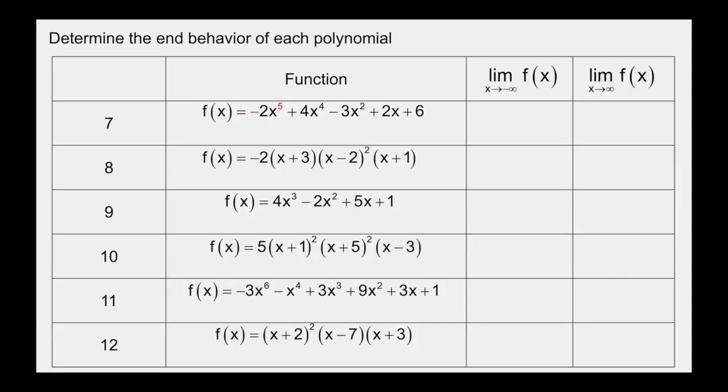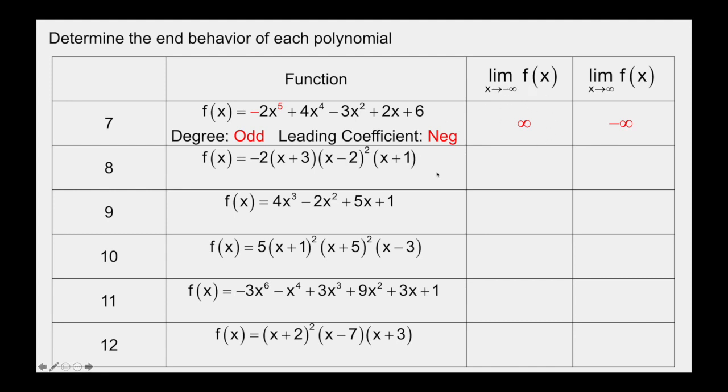So go ahead and fill in questions 7 through 12 and see what you come up with as far as the degree of each of these. Now in number 7, we see that it's got a negative lead coefficient. So that's going to tell me that the right side of this is going to be negative infinity. I also see that the degree is odd. Since it's an odd degree, I'm expecting that these are going to be opposites of each other. And they are. So I'm getting a negative infinity on the right, I'm getting a positive infinity on the left.